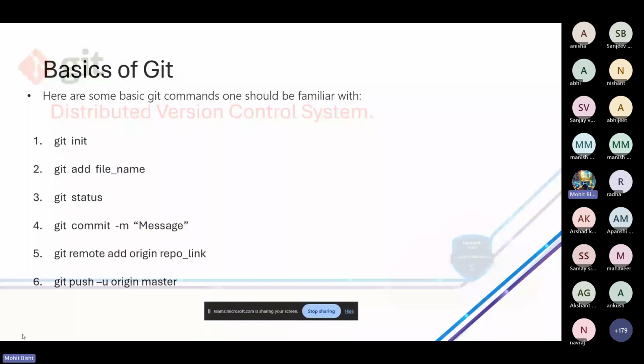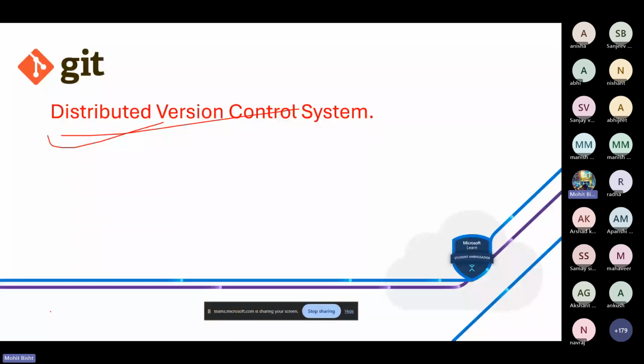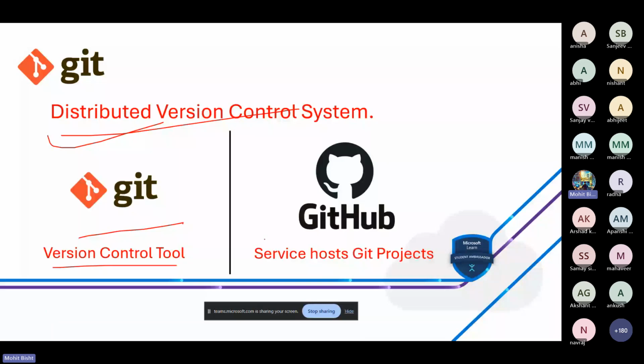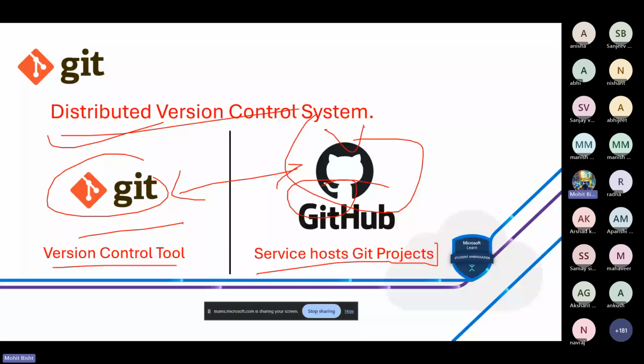Next we have distributed version control system Git, as I already told. Git is a version control system, and GitHub is a service for Git projects. A lot of people get confused between Git and GitHub. A lot of people think that GitHub is a version control system which manages the versions, but it is wrong. Git is a version control system. GitHub is built on top of Git, right? So it provides a service for Git projects.